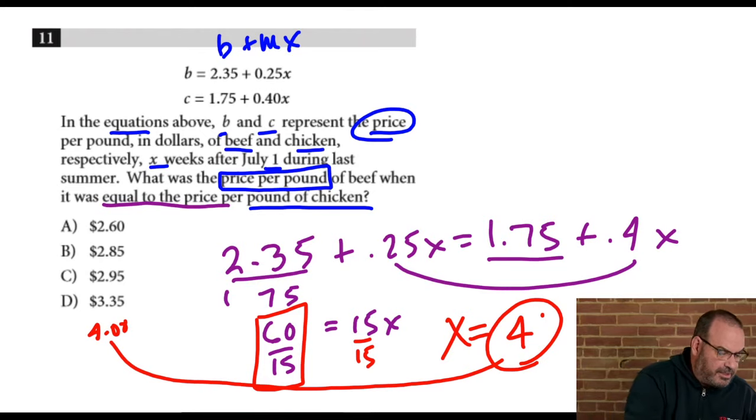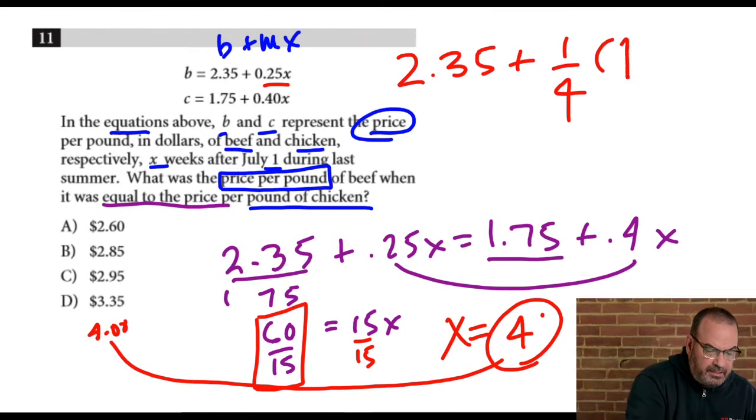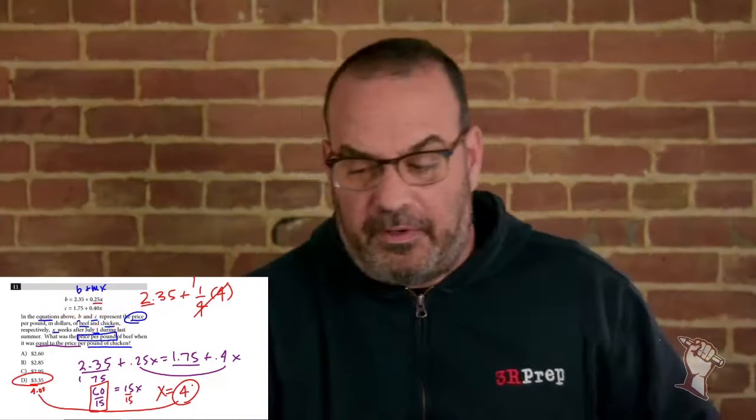Looking at the equations, I see 2.35 plus 0.25, which is 1/4, times 4 substituted for x. This equals 1. 2.35 plus 1 is 3.35.